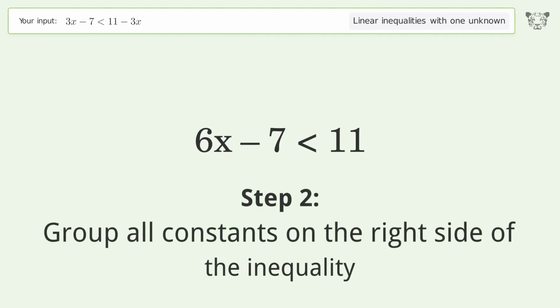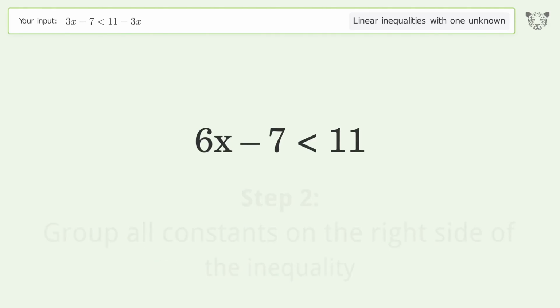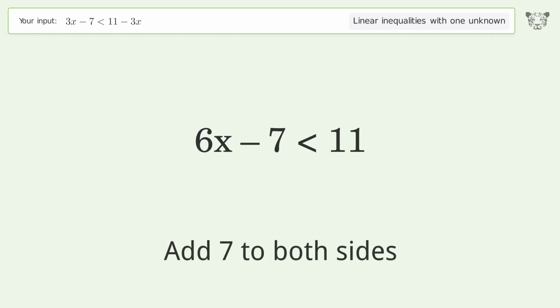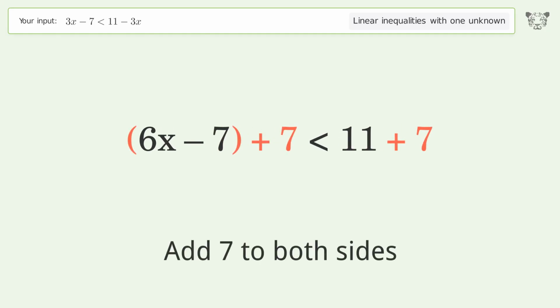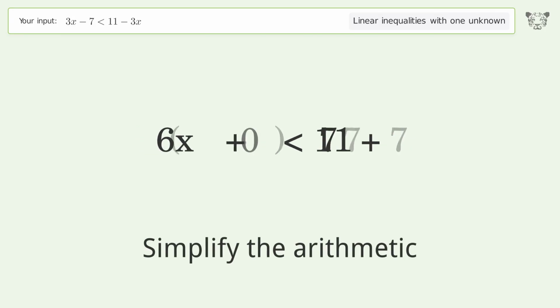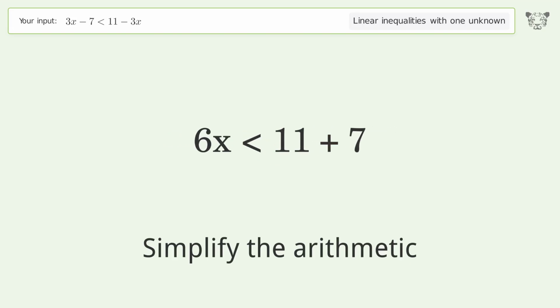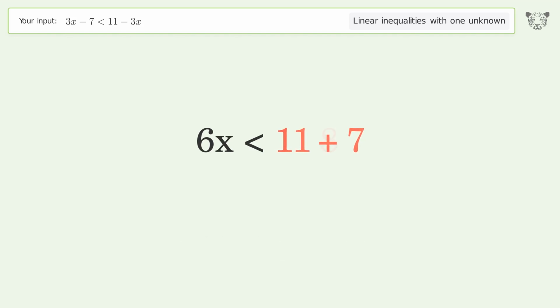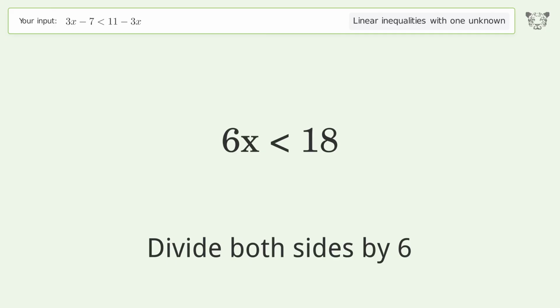Group all constants on the right side of the inequality. Add 7 to both sides. Simplify the arithmetic. Isolate the x. Divide both sides by 6.